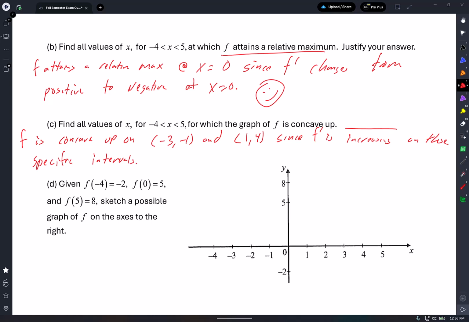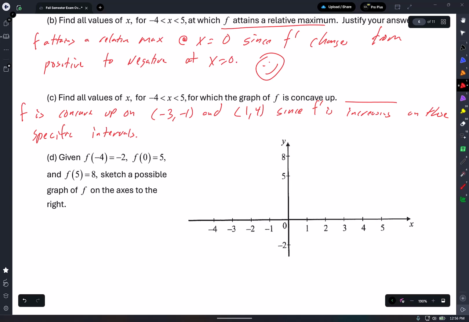All right, now let's do a sketch. Given f of -4 equals -2 and f of 0 equals 5. And so these are just coordinates, right? So -4 comma -2 is a point. I'll change the colors because I'm going to be graphing in red, so I'll do the blue here. 0, 5. And then 5, 8, and it looks like 5, 8 is right there.